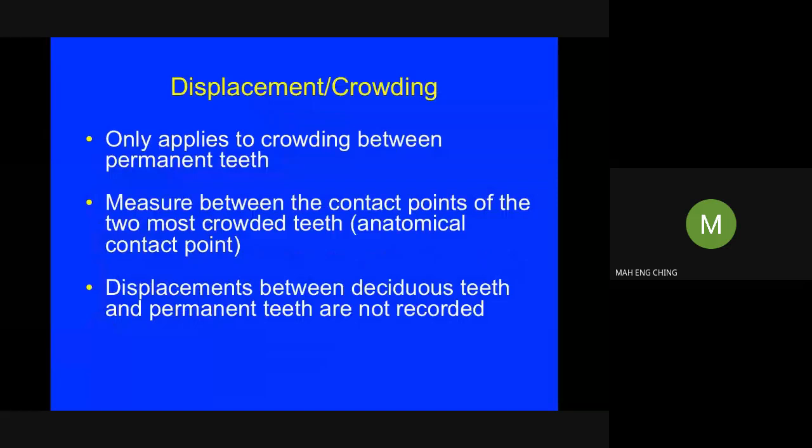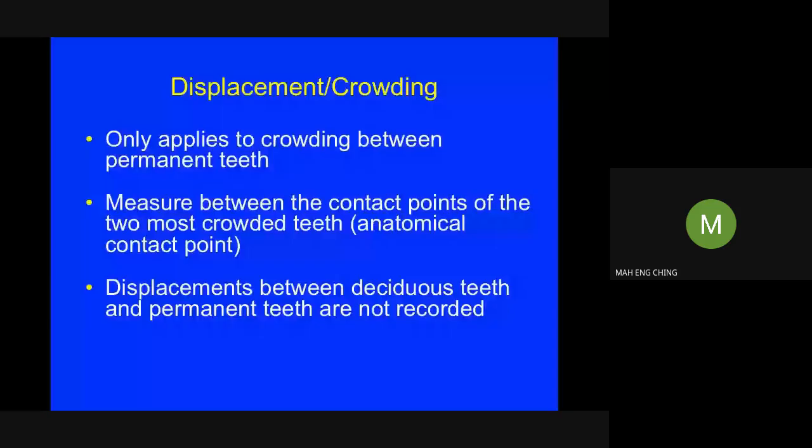It only applies to crowding between permanent teeth. It is not applied to mixed dentition or deciduous teeth. It must be adult to adult. So measure between the contact points of the two most crowded teeth, the two that are displaced the most. You take those two, then you measure the displacement. Forget about all the minor crowding. Take the most severe one, then measure the contact point displacement. Then that's the finding. Displacement between deciduous and permanent teeth is not recorded.